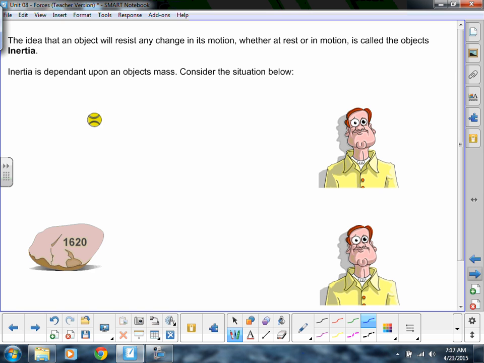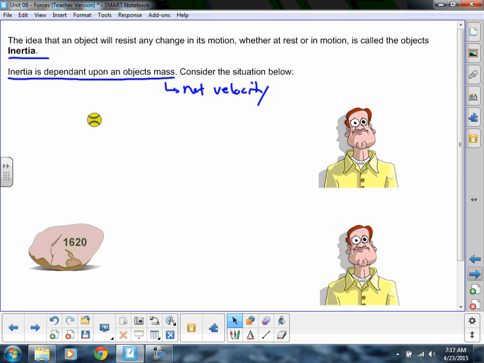Another idea that came up out of our activity yesterday was the idea of the object's mass having a factor in this. And the object's mass is related to the idea of inertia. Inertia is dependent upon an object's mass, not velocity. We talked about yesterday, we saw it in class, how you can stop the bowling ball with a tiny amount of force, whether it's going fast or slow. The object's mass, not the speed, has an effect on its motion.